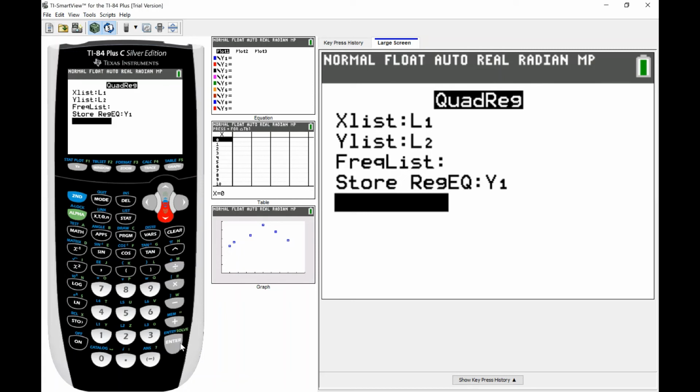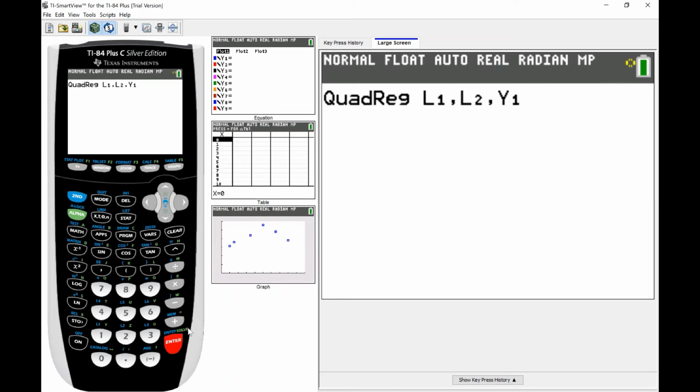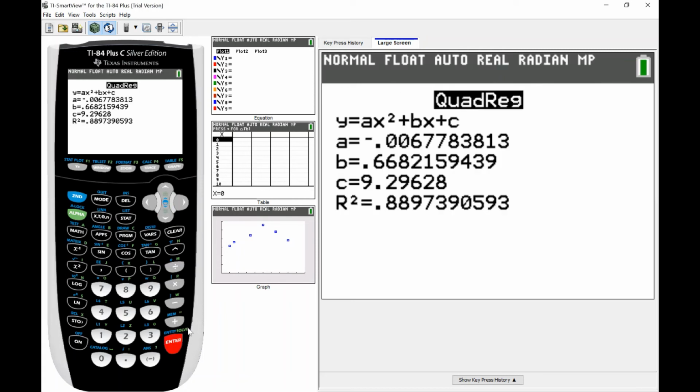And now we're going to calculate it. So there is my equation. I've got negative 0.007, if I wanted to round, x squared plus 0.67x plus 9.3. And there would be my equation. If you wanted to round it and plug it into y equals, that's what you could do. So my r squared value is 0.89.